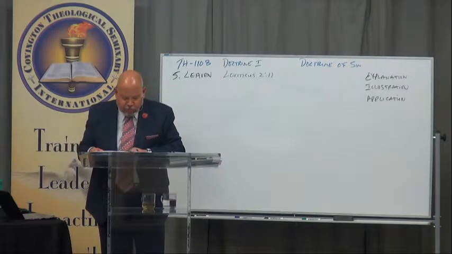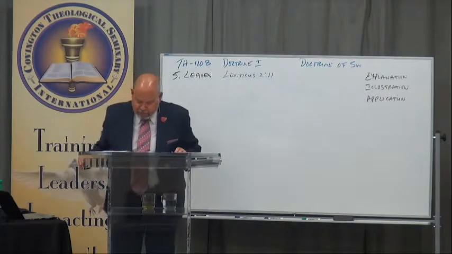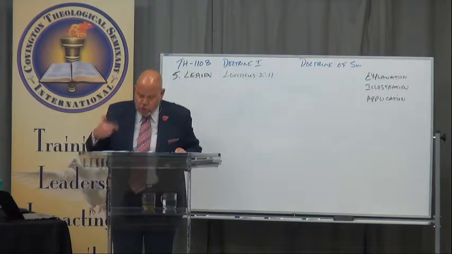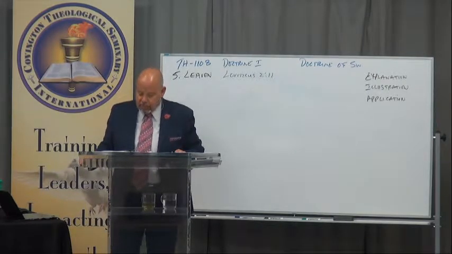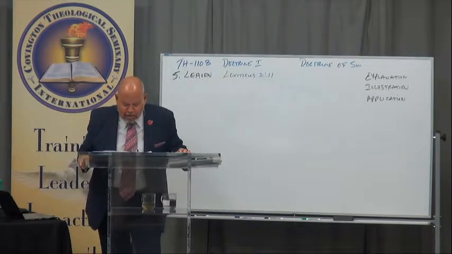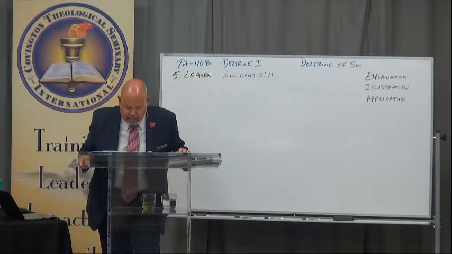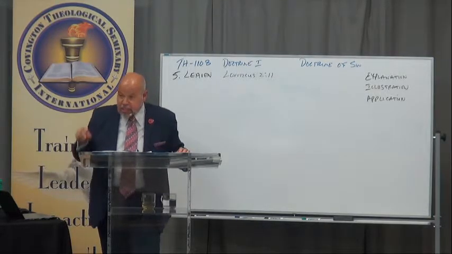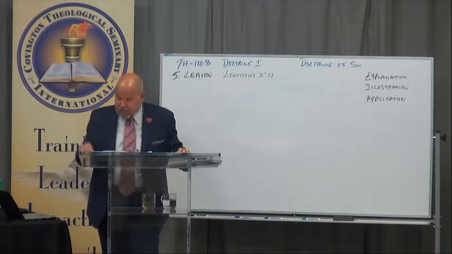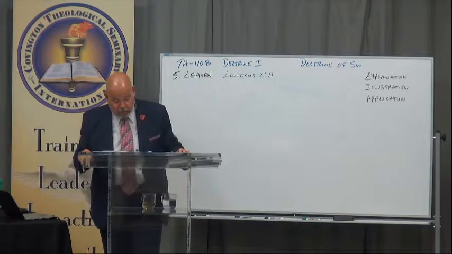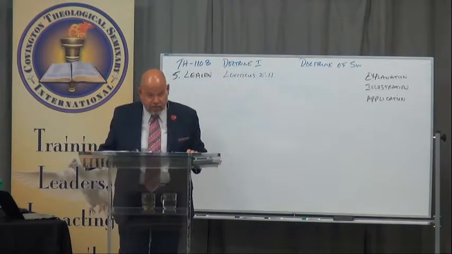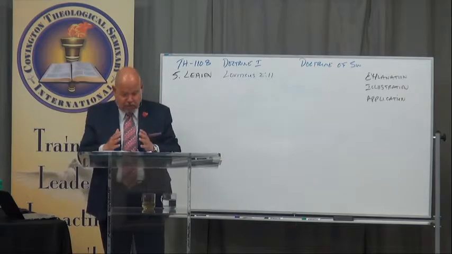Now, we read all the way through verse 10. Let's just briefly look at verse 11. Now, it says, no grain offering which you bring to the Lord shall be made with leaven, for you shall not offer up in smoke any leaven or any honey as an offering by fire to the Lord. Now, this commandment specifically applies to Leviticus chapter 2, verses 4 to 10. That's where it applies specifically, of which were to be burned on the altar. This is very specific language here.